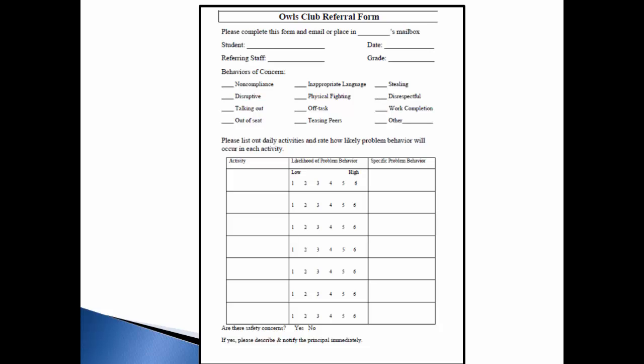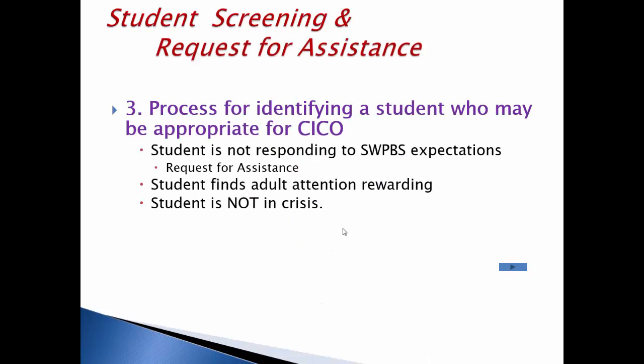Here's an example of the Owls Club referral form. So here you can see behaviors of concern. You can start to determine, are these dangerous behaviors or not? And down here you can start to see, if we put a schedule there and what's the likelihood of problem behavior and we rate that, you can start seeing, is the behavior only happening in one setting or is it happening across a number of settings?